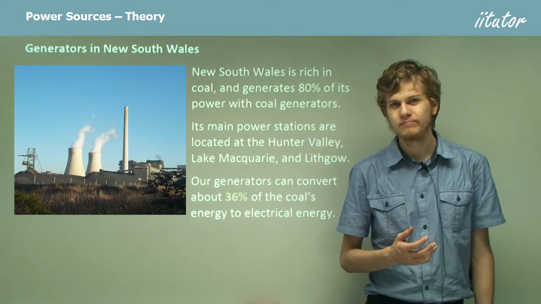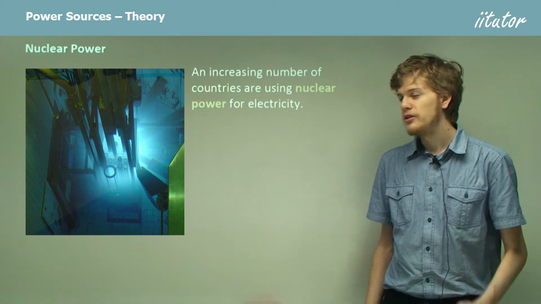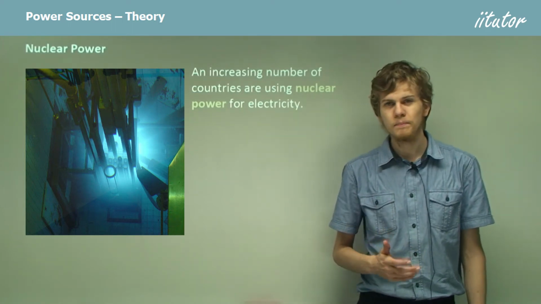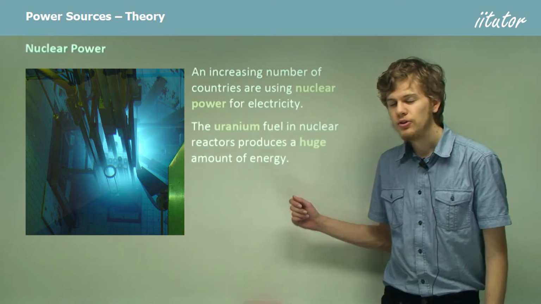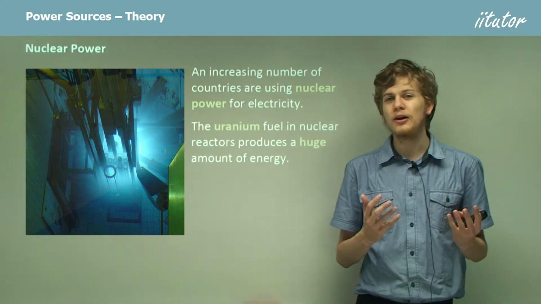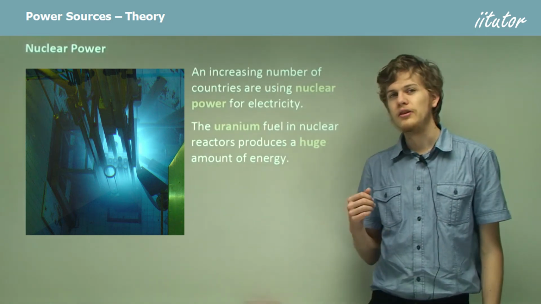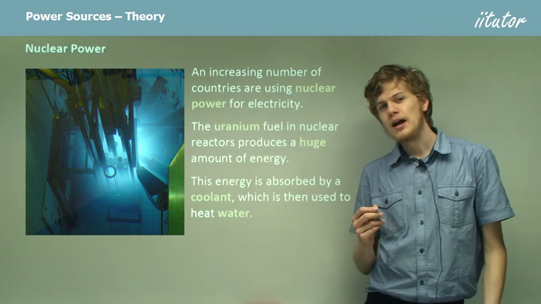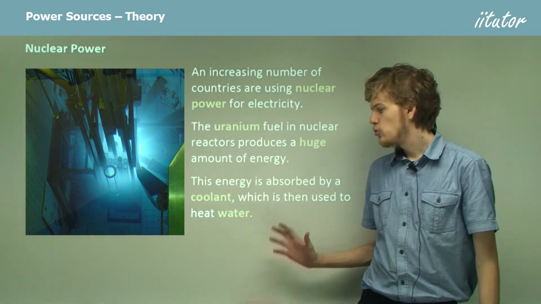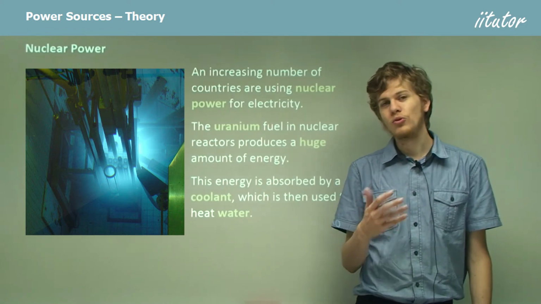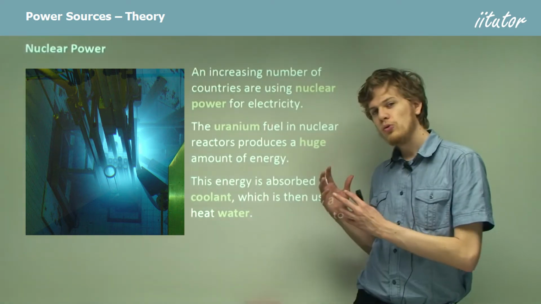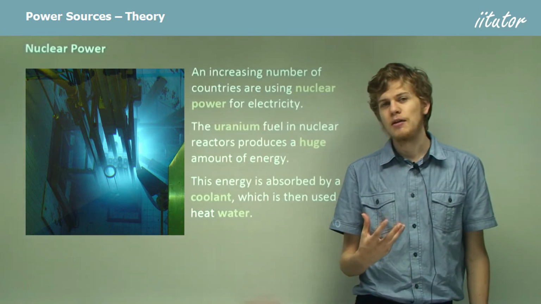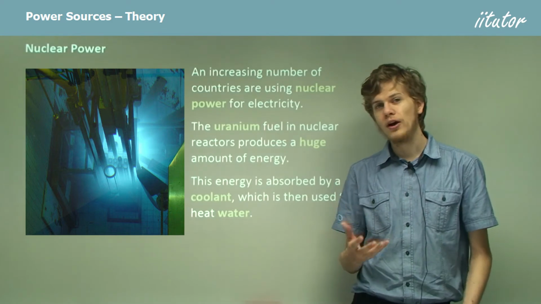Now, an increasing number of countries are using nuclear power instead of fossil fuels in order to produce electricity. So the uranium fuel in nuclear reactors produces a very, very large amount of energy, much larger than the energy of, say, coal. The energy is absorbed by a coolant, which carries heat out of the reactor, and that coolant is used to heat water, so that the water itself doesn't become radioactive. The coolant heats the water to boiling point, where it becomes steam and blows through a turbine, just the same as if we were heating the water with a coal fire.